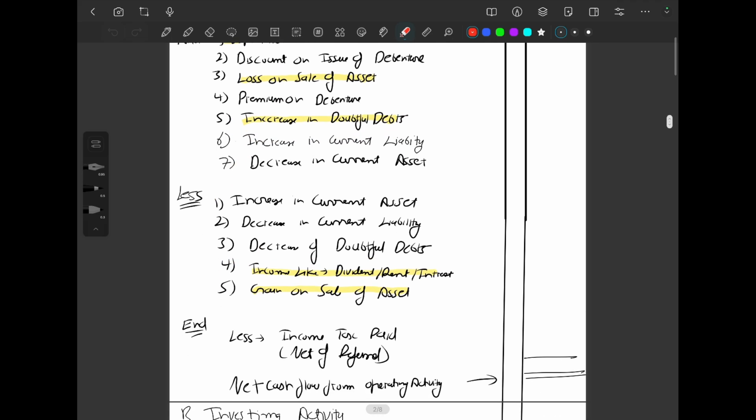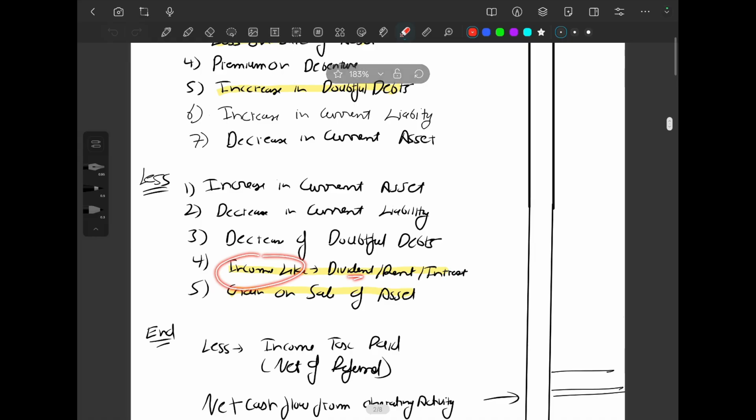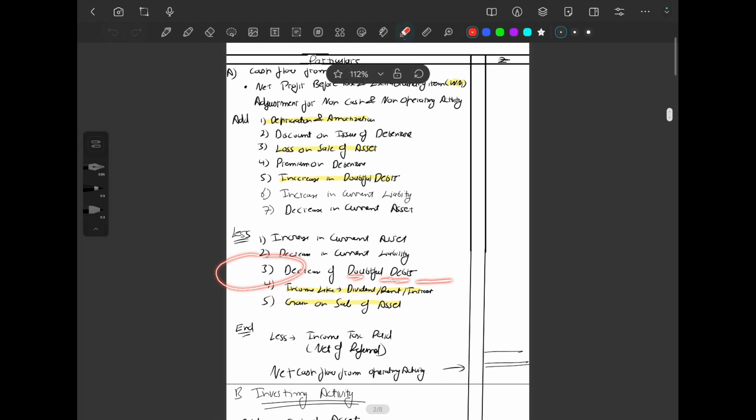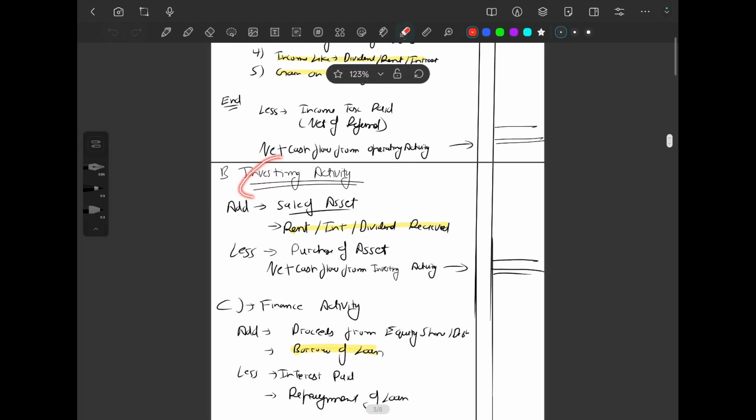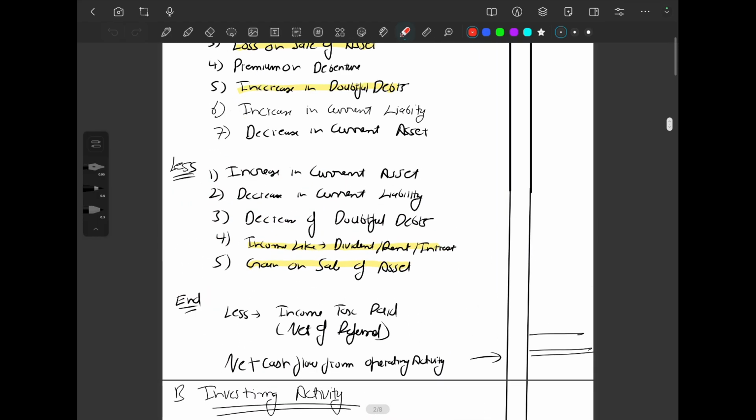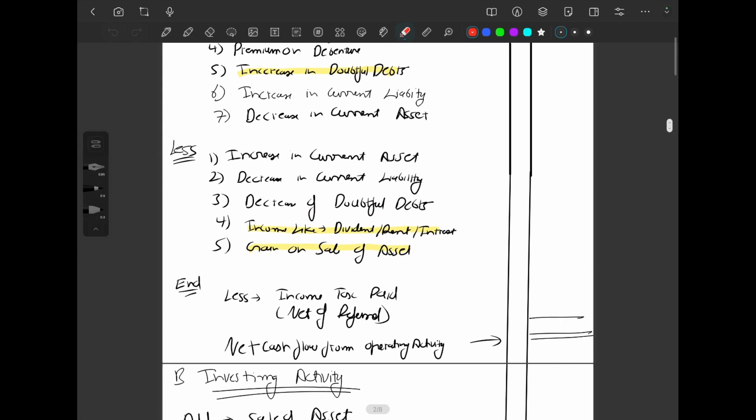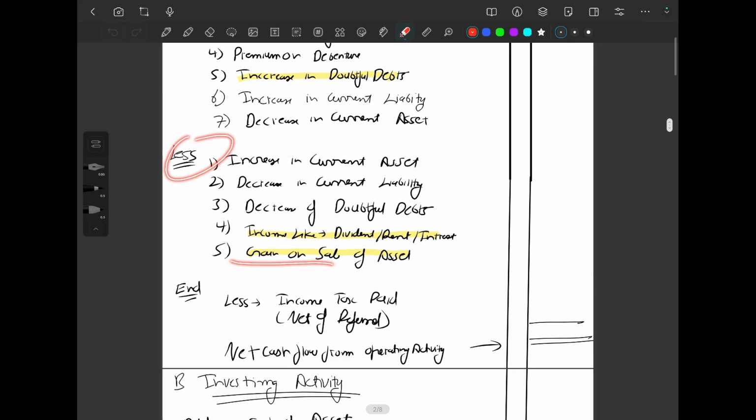And we also less income like dividend, rent, interest, because that will be covered in the investing activity, that is add rent, interest and dividend received during the year, because this is not an operating activity, this is an investing activity, so that's why we less from here. And any gain on sale of asset will be covered here, that is less from the operating activity.